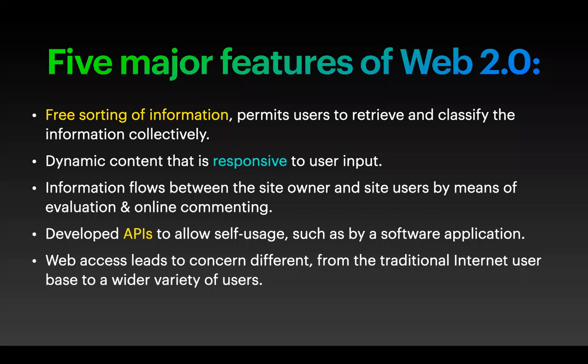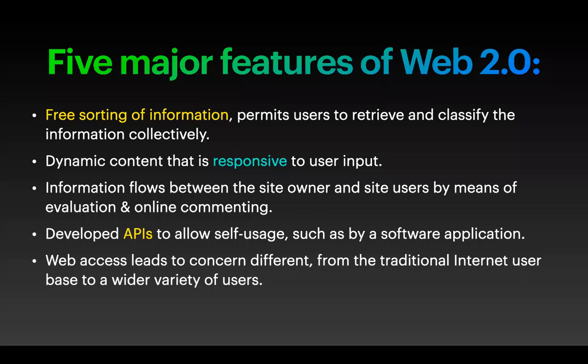The concept of APIs was not there. Backend architecture was not there. In Web 2.0, it was a major feature that backend architecture was made. The front end used to fetch data from the backend, and these things started happening. These are a few major features of Web 2.0.